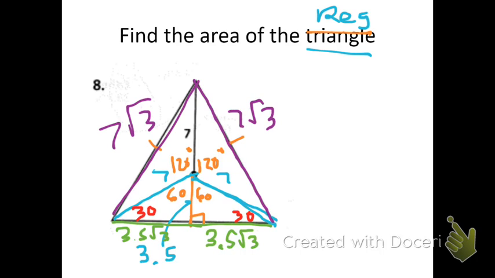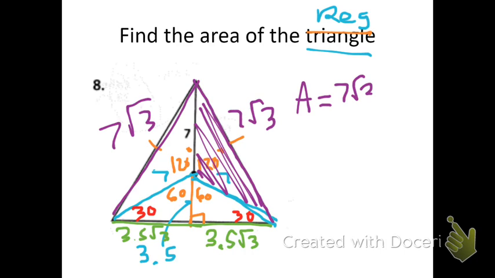So now you could do this a couple different ways. One way you could do it would be to find the area of one of these triangles by doing the base, which would be 7 root 3, times the height, which would be 3.5, and then divide by 2. And then since there's 3 of those triangles, I'm going to multiply it by 3.